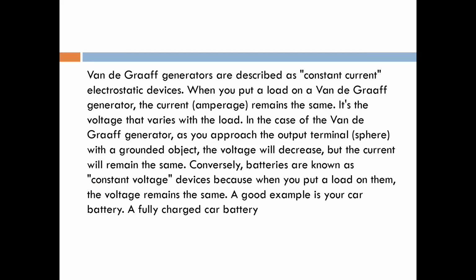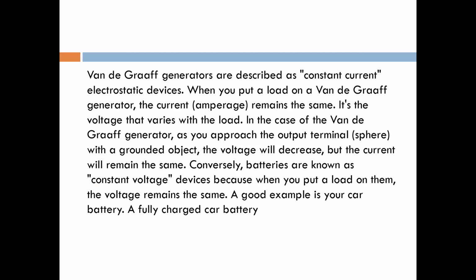Now, conversely, the opposite side is constant voltage. Batteries are known as constant voltage devices because when you put a load on them, the voltage remains the same. The output voltage is going to be the same. Whatever the load, it varies the current, but it does not affect the voltage.